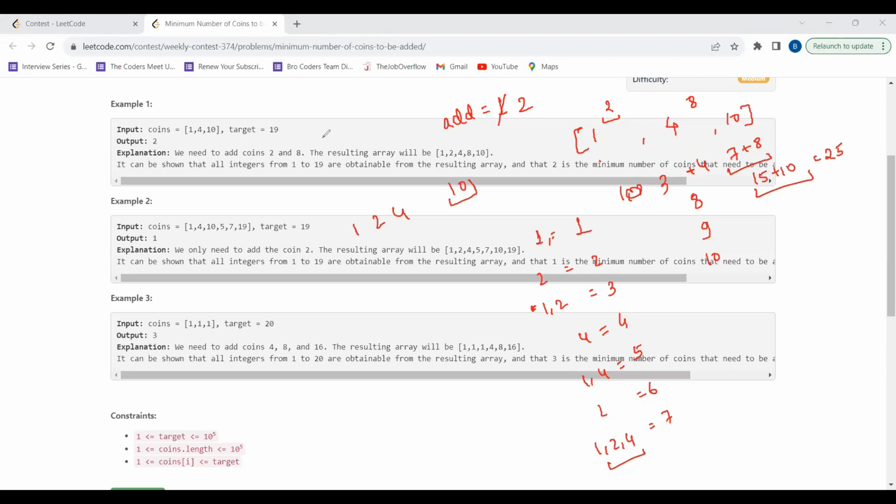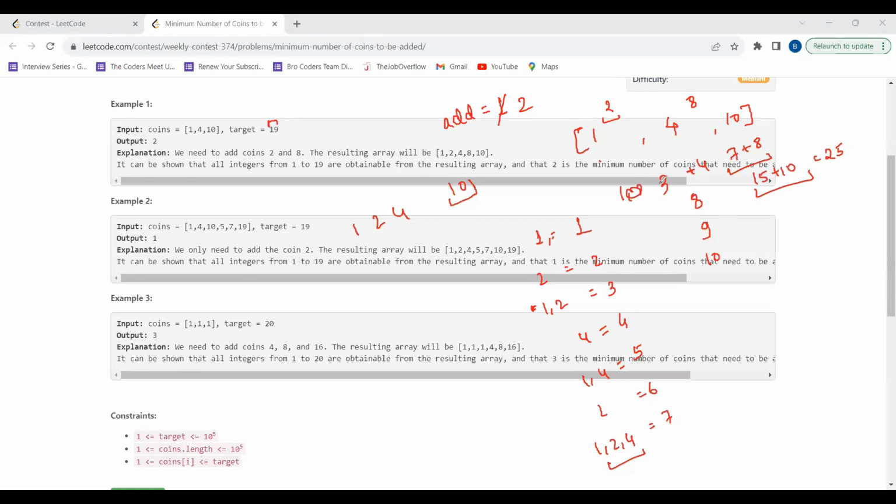Our target was to achieve all sums from 1 to 19, and we are able to reach every sum from 1 to 25. Our target is achieved. We don't need to traverse any further. So here we can stop our operations.